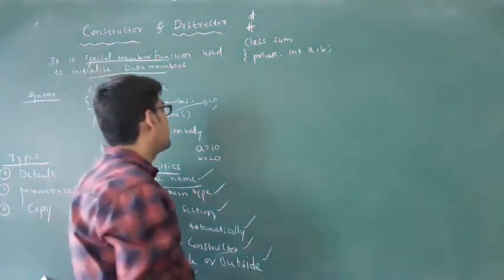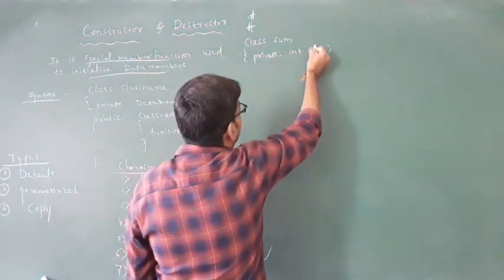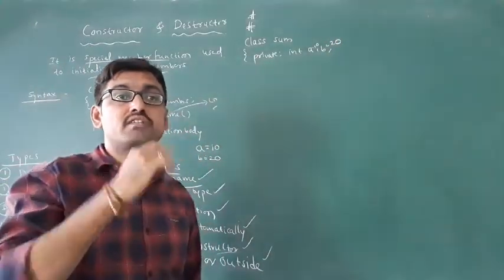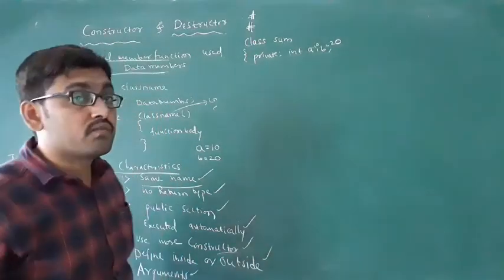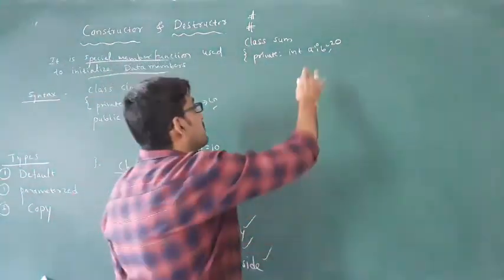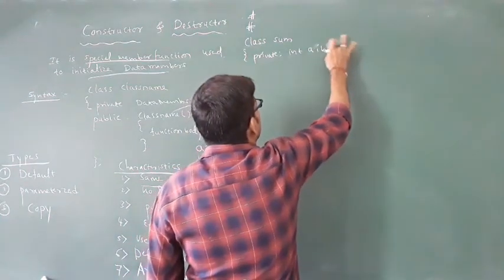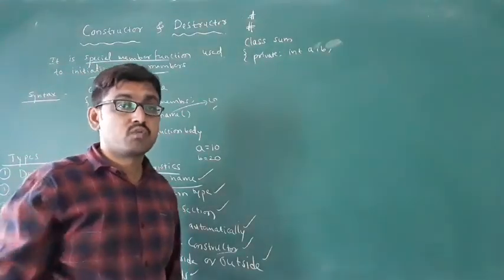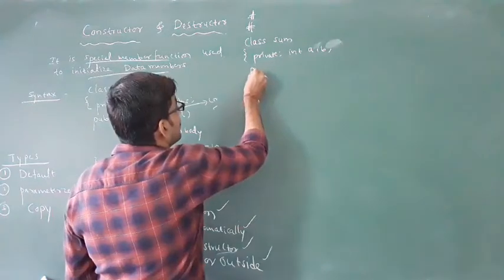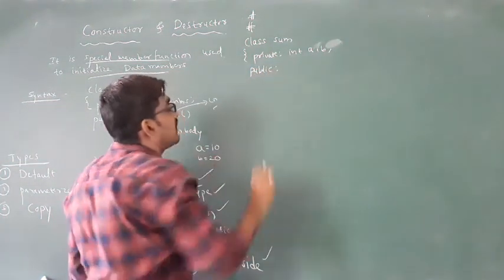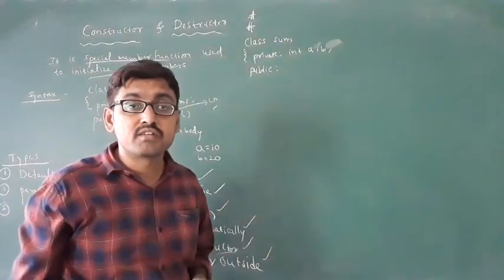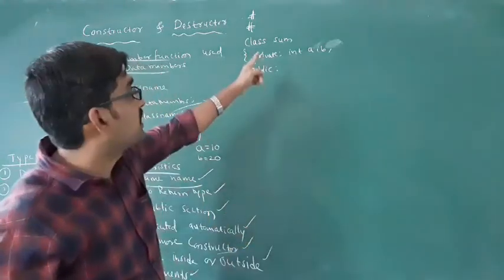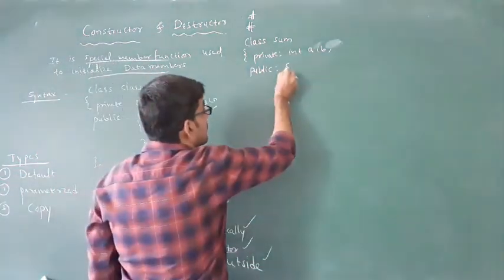If you write a equal to 10, b equal to 20 here, you are getting an error. The compiler cannot understand this. To initialize this, you have to use a constructor in the public section only. In public, always, the constructor name and class name are always the same. Sum is a constructor name.